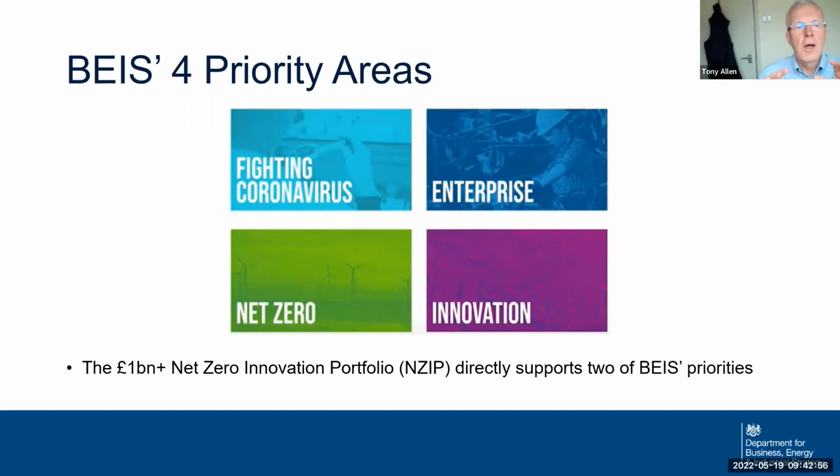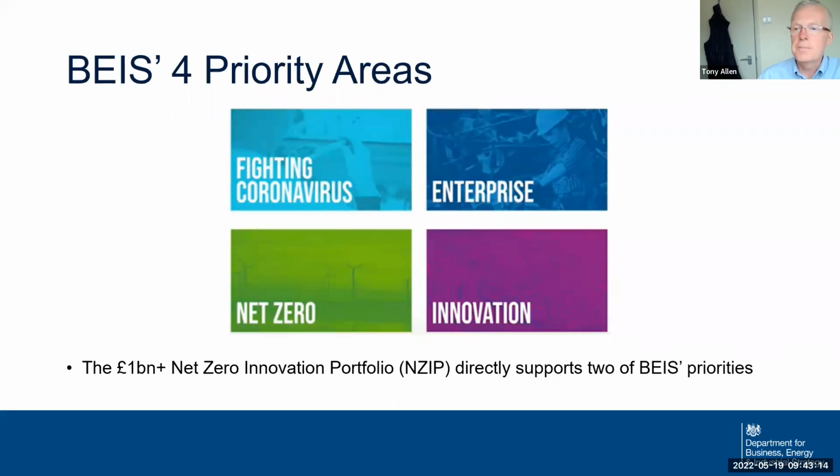So it's the 2 lower themes on the chart here, net zero and innovation, which give us 3/4 of the net zero innovation portfolio, otherwise known as NZIP, which funds the work that BEIS does on IEA and a variety of other programs.